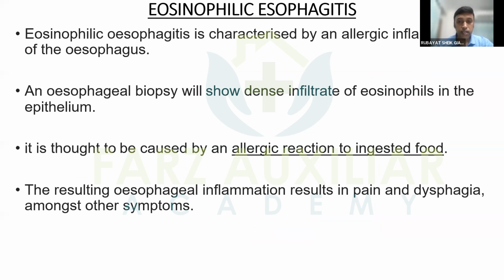It's something that occurs due to an allergic reaction to some ingested food. When someone has a chronic allergy, it leads to eosinophilic infiltration, and the esophagus becomes inflamed. The patient has pain and dysphagia.